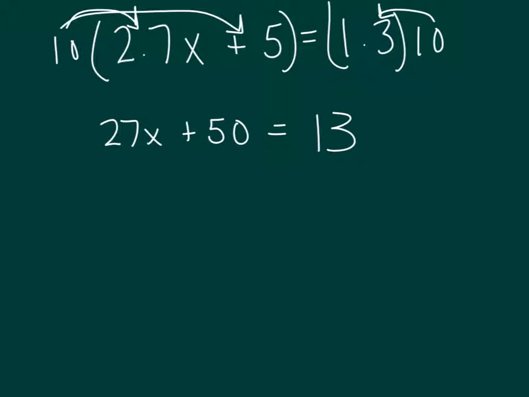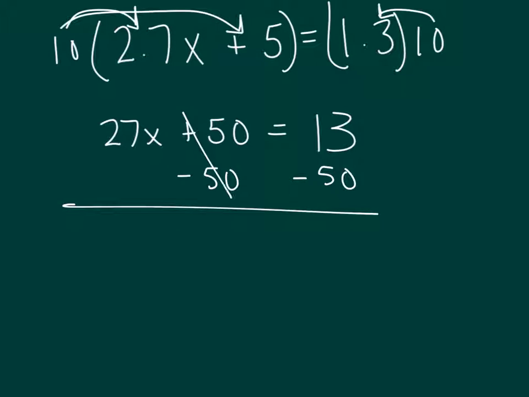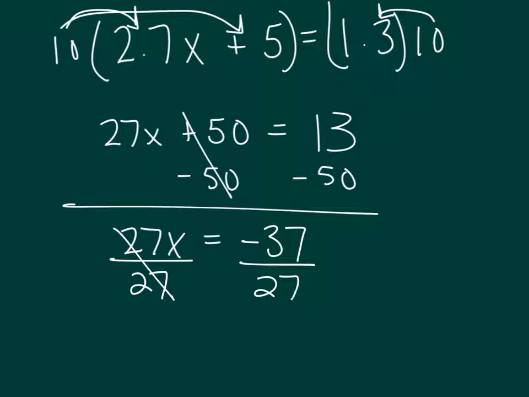Now we're right back to your two-step equation again. So we're going to subtract 50 from both sides, and then we're left with 27x is equal to negative 37. Then in order to get x alone, we divide by 27, and we get x is equal to negative 37 over 27.